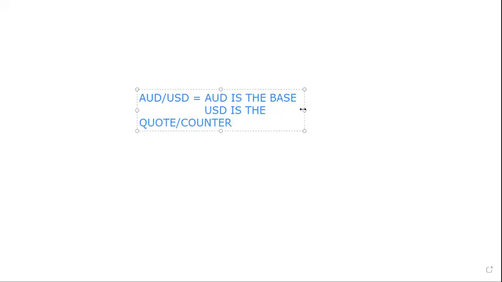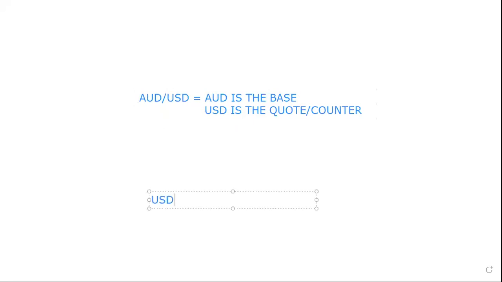Okay, so this is what it means. When you have AUD USD on your chart, it means AUD is the base and USD is the quote. If you have USD CHF, for example, USD is the base, and CHF is the quote. Okay, so that is what it means.